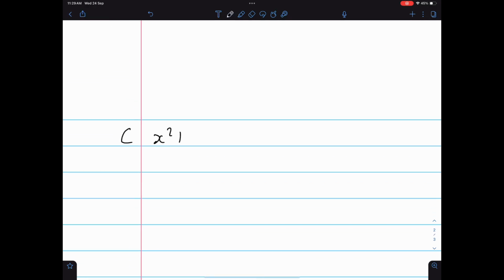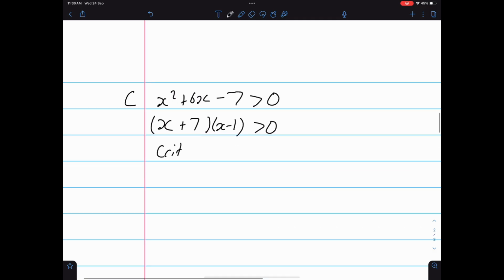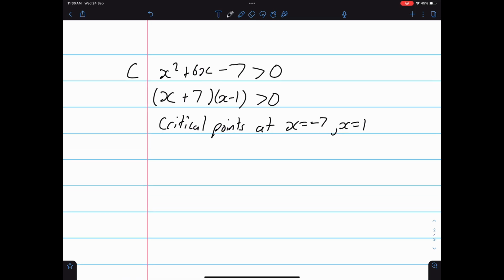C, x squared plus 6x minus 7 greater than 0. X plus 7, x minus 1 greater than 0. Critical points at x equals minus 7, x equals 1. So, and we want it to be greater, and it's a positive x squared, so x is strictly less than negative 7, or x is greater than 1.